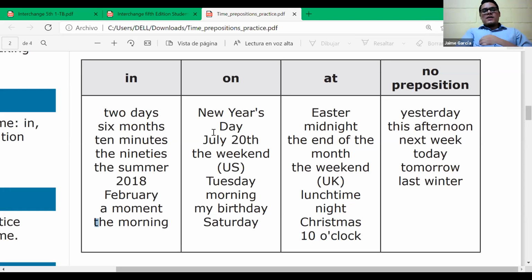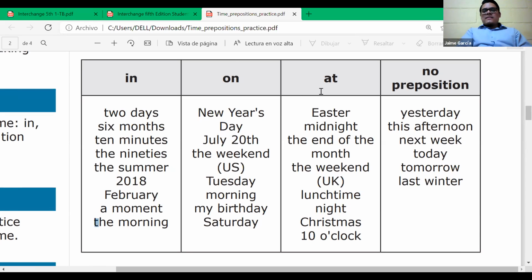So on New Year's Day, on July 20th, on the weekend, on Tuesday, on Tuesday morning, yes, on my birthday, right? On Saturday. Your birthday is a specific date, right? Okay, so you say on. New Year's Day is a specific date, right? When do we celebrate New Year's Day? January 1st. January 1st, exactly. All right, so that is a specific date, all right?